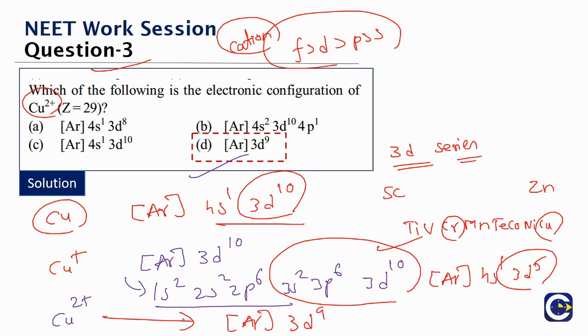When we are giving the electronic configuration of cations, what we must do is first write down the electronic configuration of the respective atom, and then we will start removing electrons from the outermost shell onwards. So that is how we are going to find the electronic configuration of the cations.